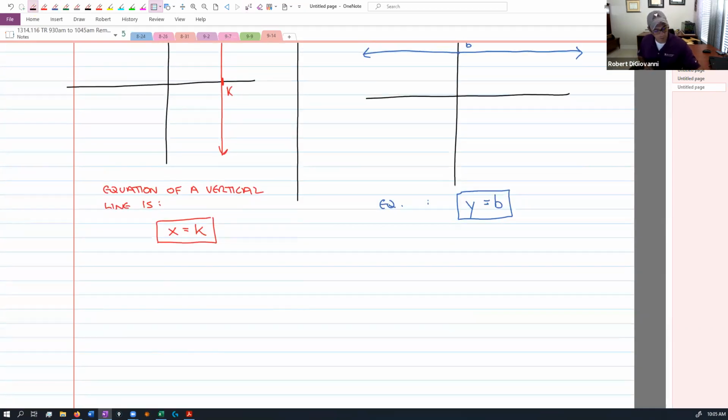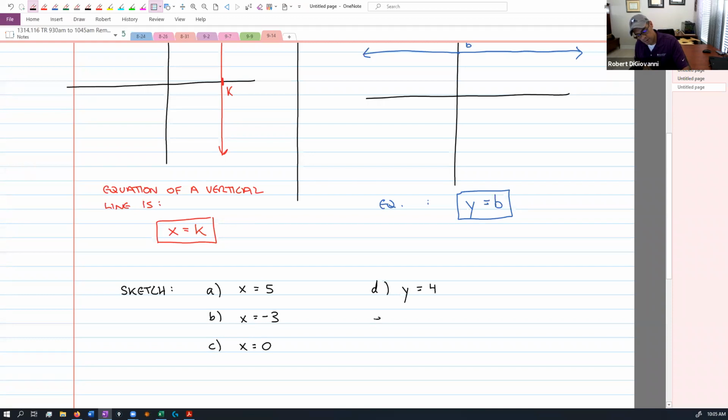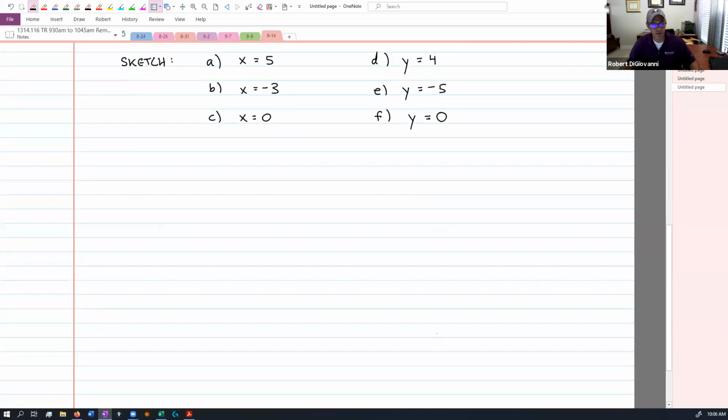So I can give you real easy problems now. Let's do a couple of them. Sketch: part A, x equals 5, part B, x equals -3, part C, x equals 0, part D, y equals 4, y equals -5, oops, y equals 0. Okay, I'm going to try and sketch these all together on one graph.